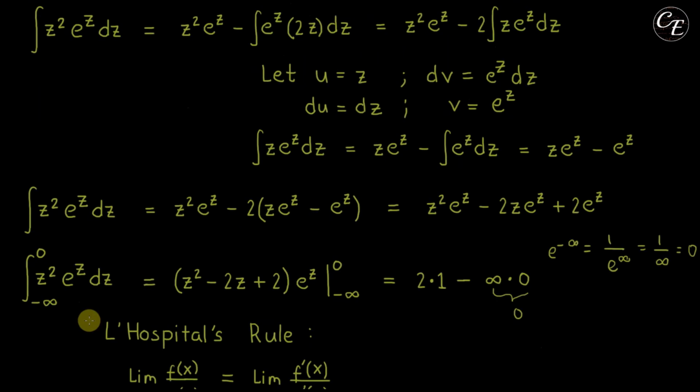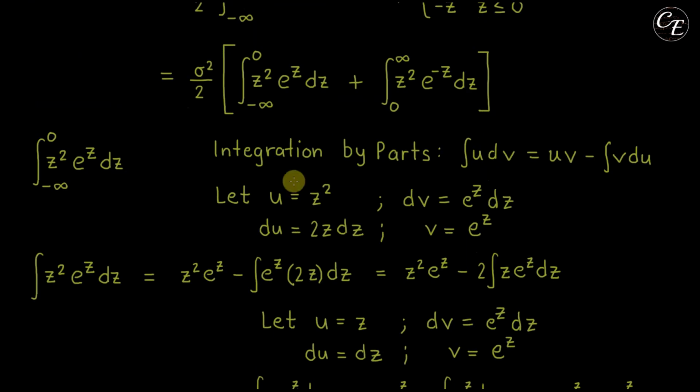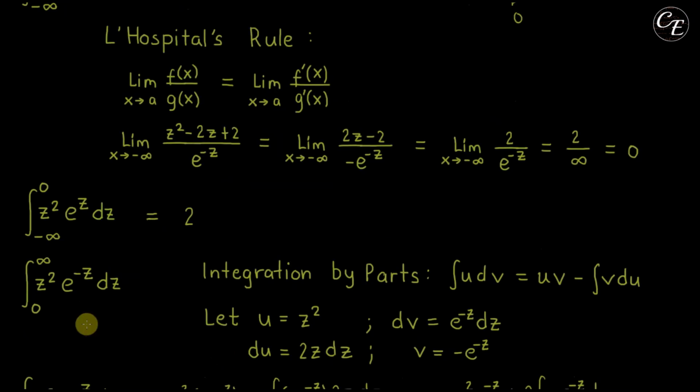Then for the second integral expression, which is this one, let us rewrite this one below. So we have this one from above. Then we're gonna use the same approach as we did with our first integral expression. Let us use again the integration by parts. Let u be z squared. Then dv will be the rest of the terms, which is e raised to negative z dz. Then du will be the derivative of this one, which is 2z dz. Then v will be the integral of this one, which is negative of e raised to negative z.